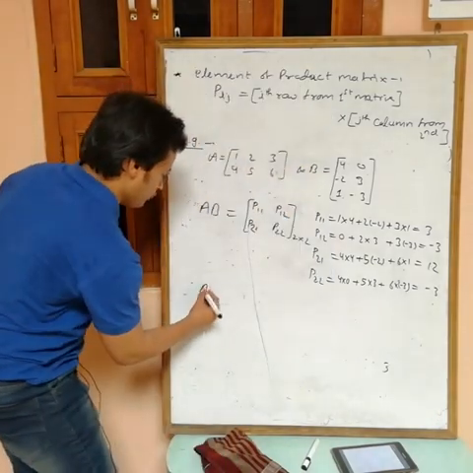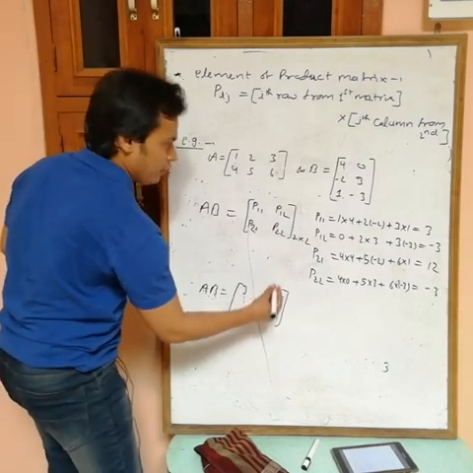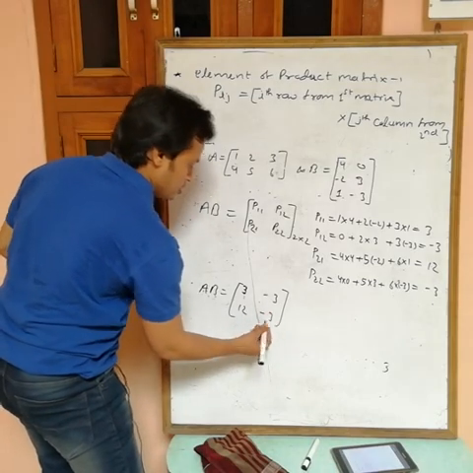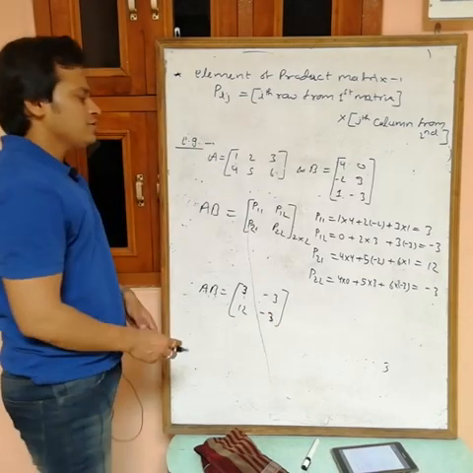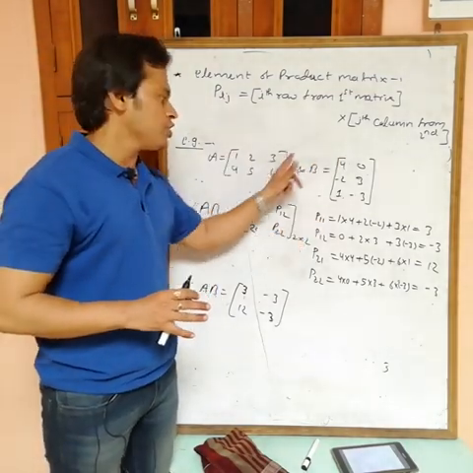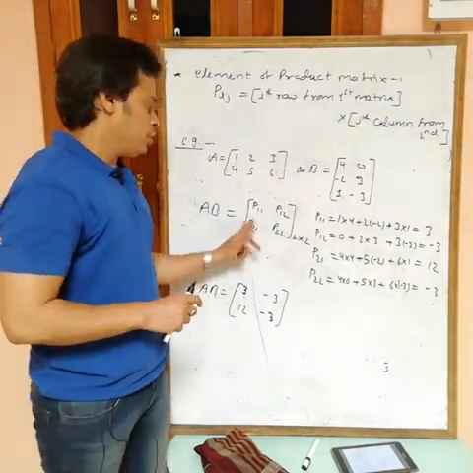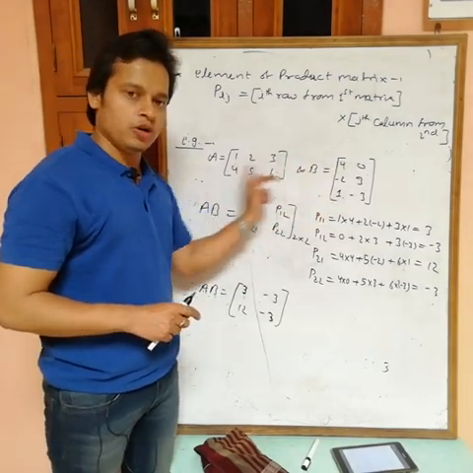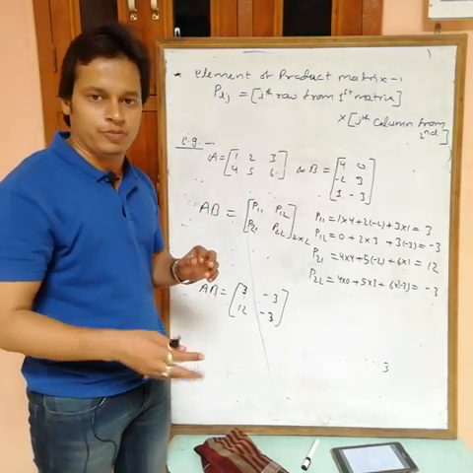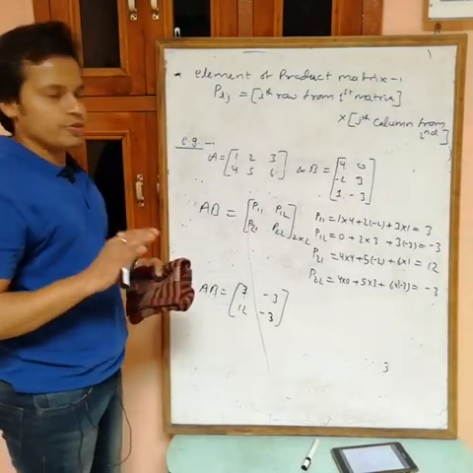So AB is equal to, now put the values, P11 is 3, P12 is minus 3, P21 is 12, P22 is minus 3. This is the product matrix AB. To get P11, first row first column, P12 first row second column, then in the next row, second row first column, second row second column. Row by column, row from the first matrix and column from the second matrix. Is it clear?